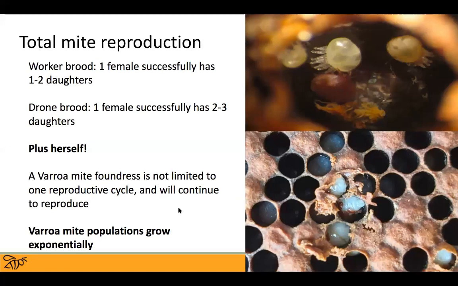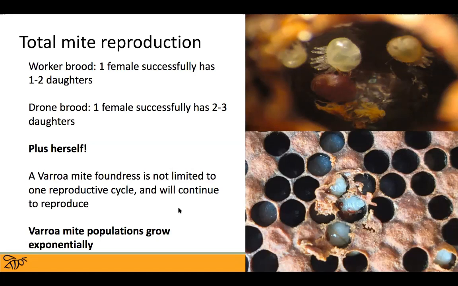That little bit of extra time may not seem like a really big deal, but it actually is, because it allows more daughter mites to reach maturity, so they will survive and they will enter the colony and they will also start reproducing. So in worker brood, one foundress will successfully have 1 to 2 daughter mites who survive till adulthood. But in drone brood, one female mite will have 2 to 3 daughters who can survive until adulthood. And that makes a big difference.